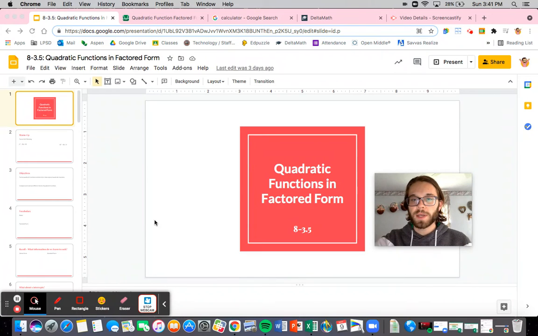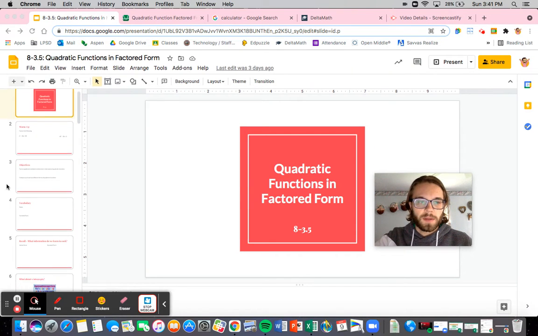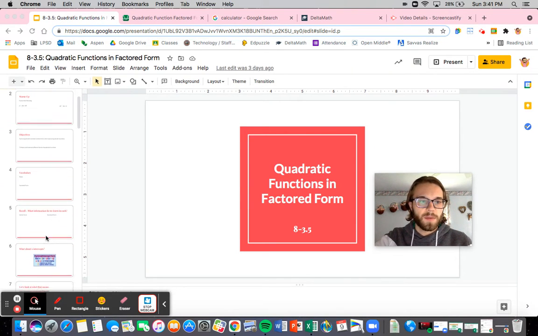Hi everyone, just wanted to take a minute to talk a little bit about graphing quadratic functions that are in factored form, or if they're not in factored form, how you can put them in factored form, and then graph them. All right, so let's just quickly remind ourselves what is factored form.